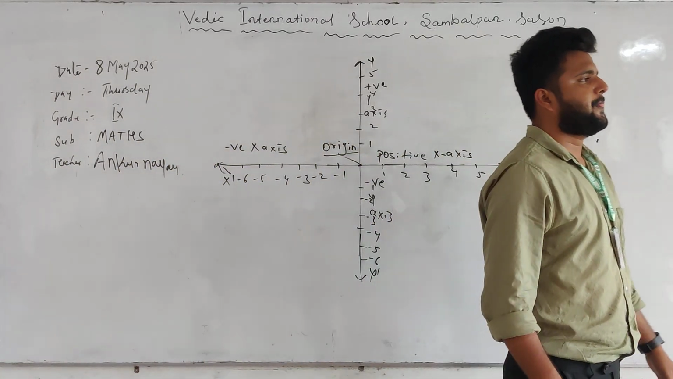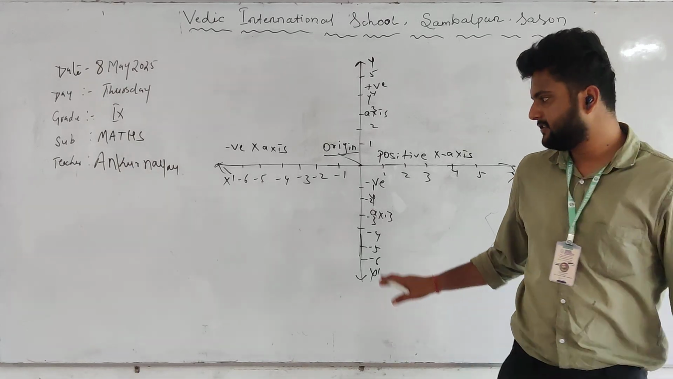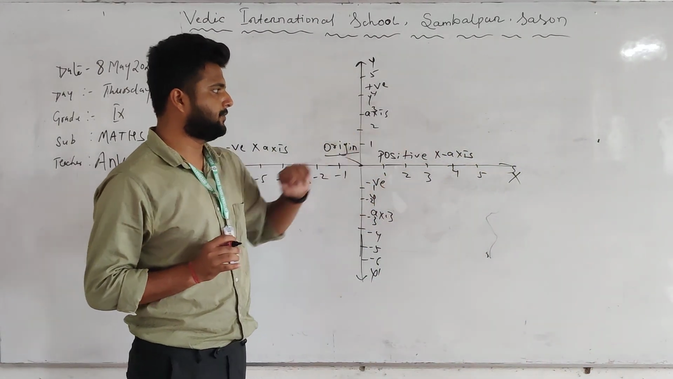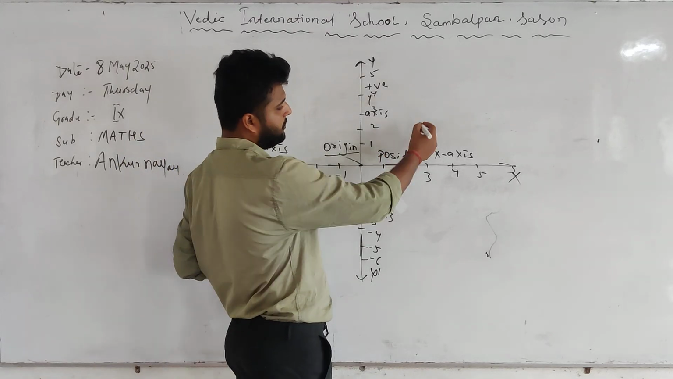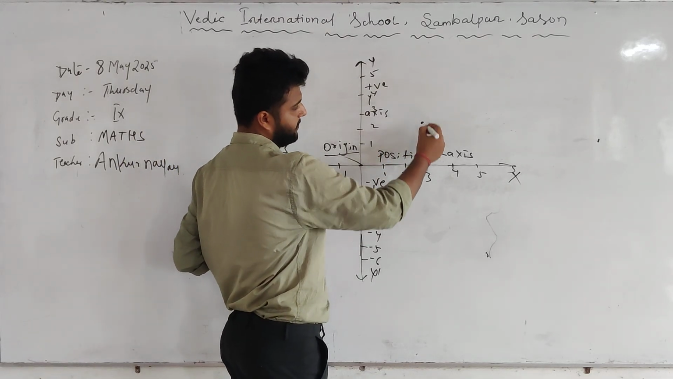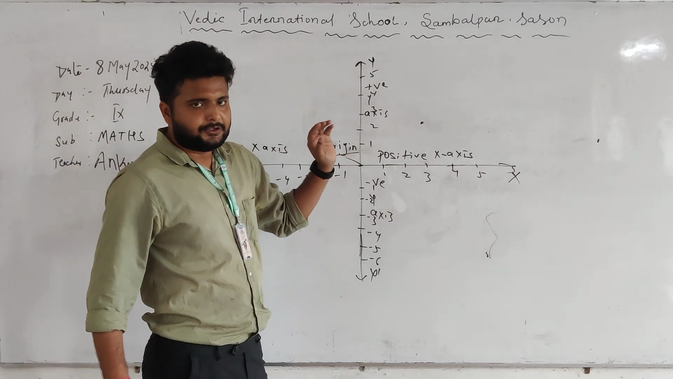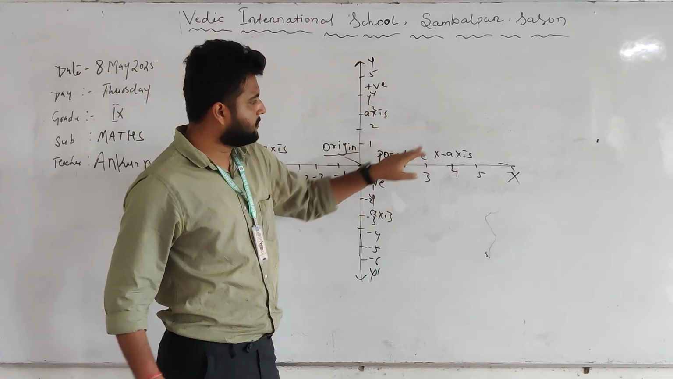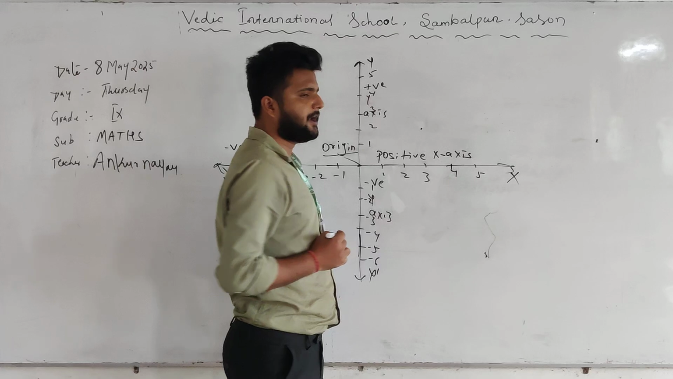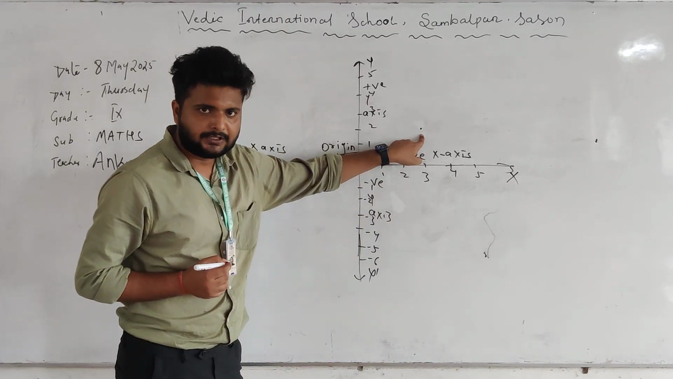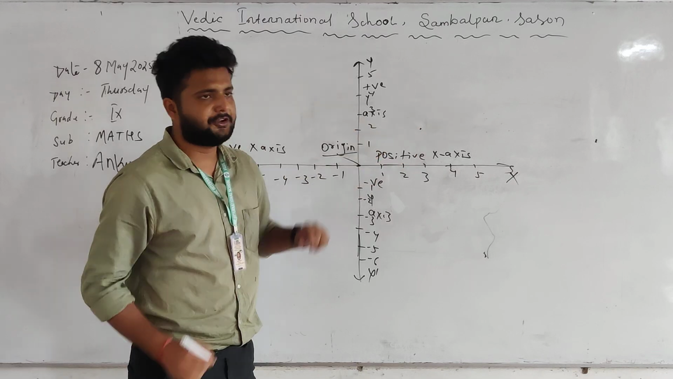Now, earlier when I started this chapter, I told you how to locate a book on the table. So let us take an example. This is the table, and this book is located here. So how to write the coordinates of the book? Let us suppose this dot is a book. Then how to find its exact location?